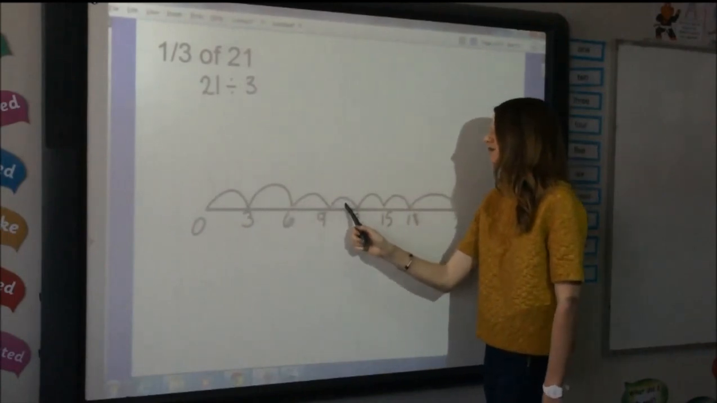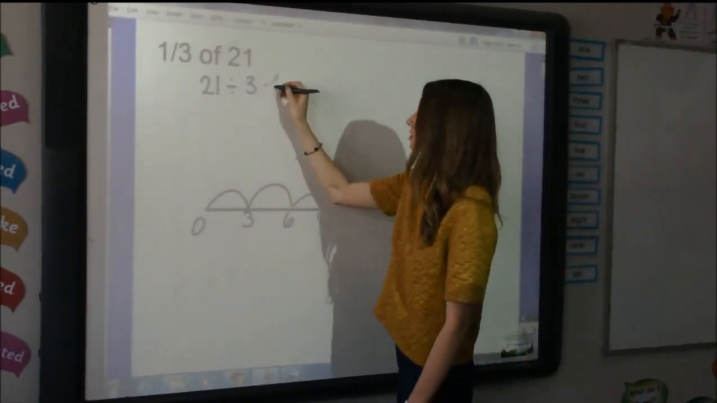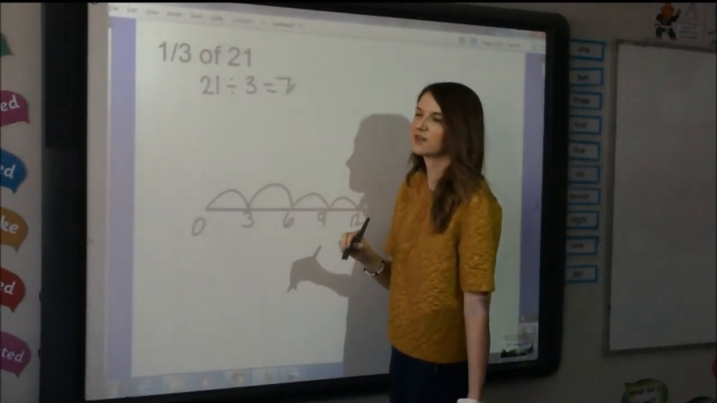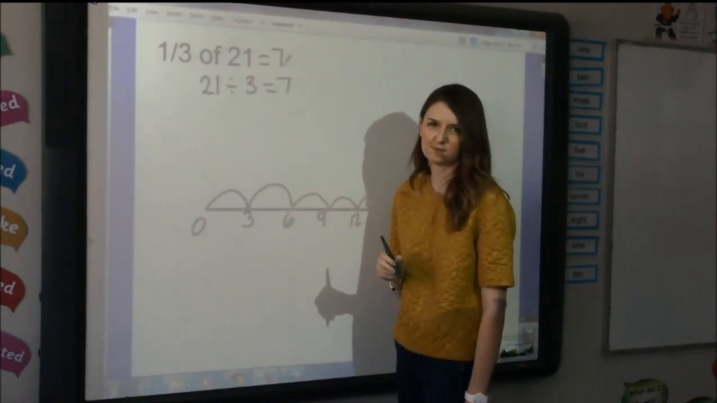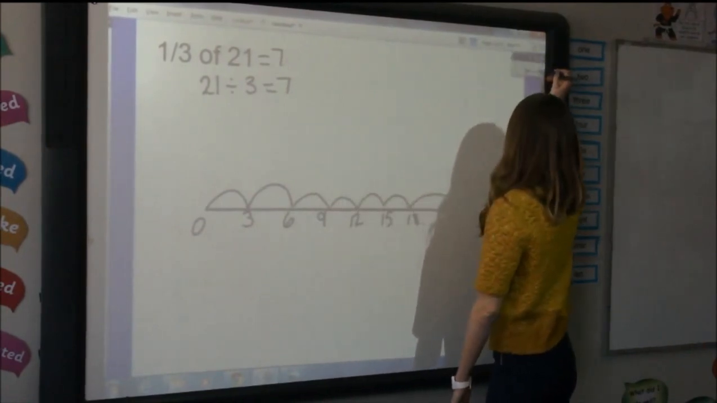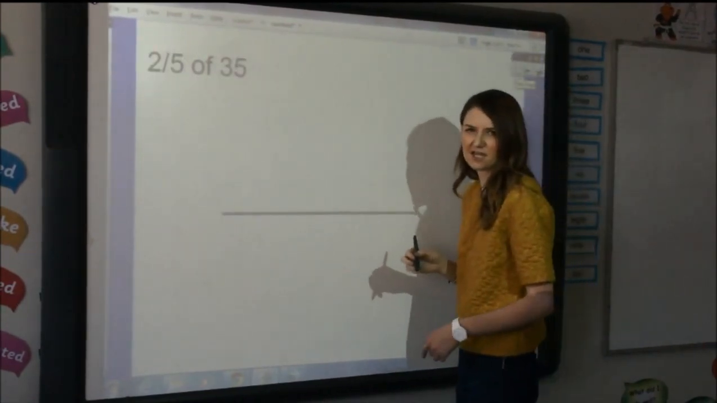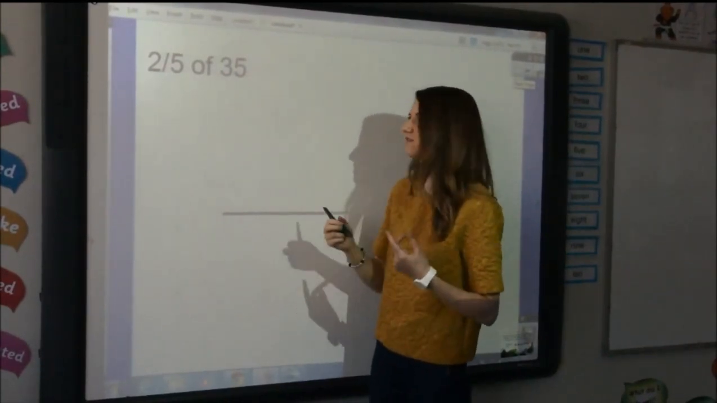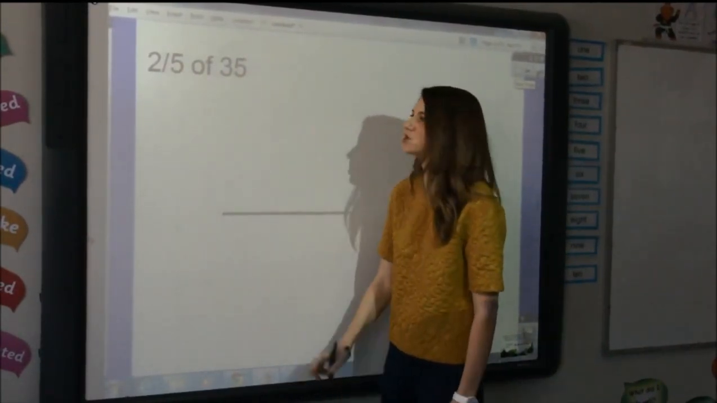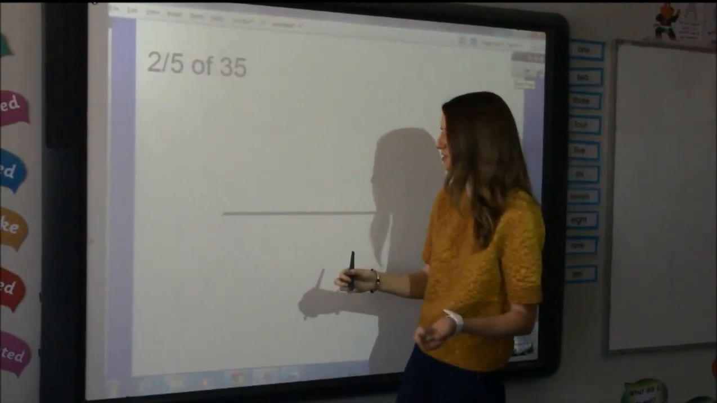I've got 1, 2, 3, 4, 5, 6, 7 jumps. So 21 divided by 3, the answer is 7. So 1/3 of 21, the answer would be 7. Now the next step for this is to then find 2/5 or 3/5 or 4/5 or whatever your number would be at the front. So in order to do this, we're going to use the same method to begin with.